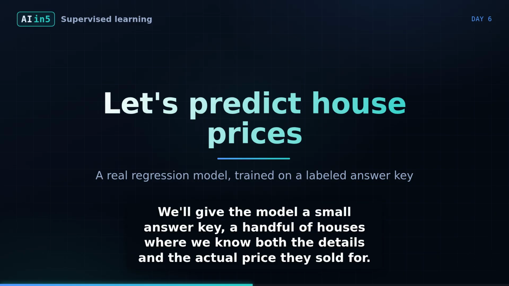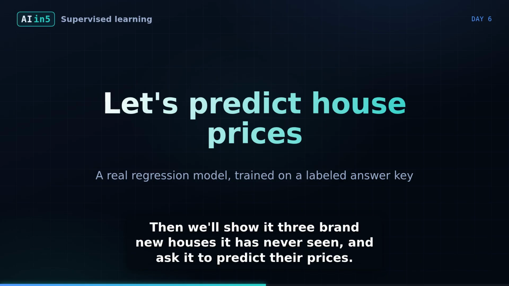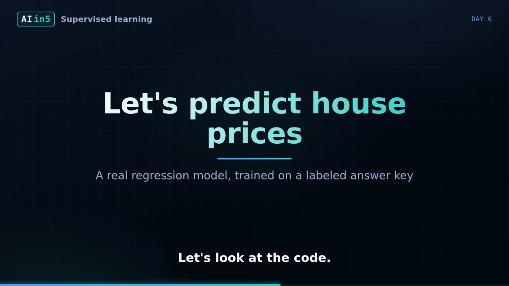We'll give the model a small answer key, a handful of houses where we know both the details and the actual price they sold for. It'll learn the relationship between a home's size and bedrooms and what it's worth. Then we'll show it 3 brand new houses it has never seen, and ask it to predict their prices. This is real, working supervised learning, the regression kind, the same approach behind price estimates you see on real estate sites. Let's look at the code.